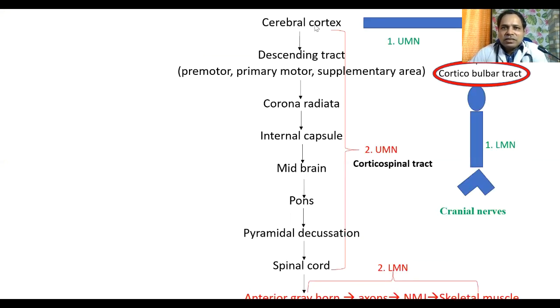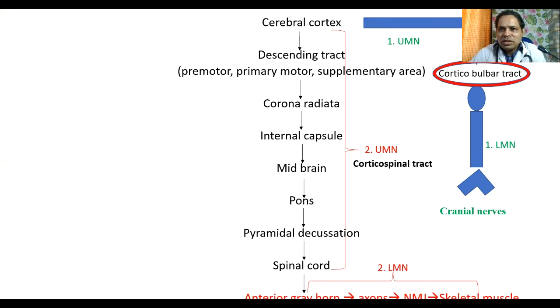Now if you summarize, from the cerebral cortex we have a descending pyramidal tract from the premotor, primary motor, and supplementary motor areas. From there, the descending tract goes to the corona radiata, internal capsule, midbrain, pons, and the pyramidal decussation goes to the opposite side of the spinal cord. So this becomes one upper motor neuron, and here we have the cortico-bulbar tract. This is one more upper motor neuron. So we label this as upper motor neuron number 1, and this as upper motor neuron number 2.